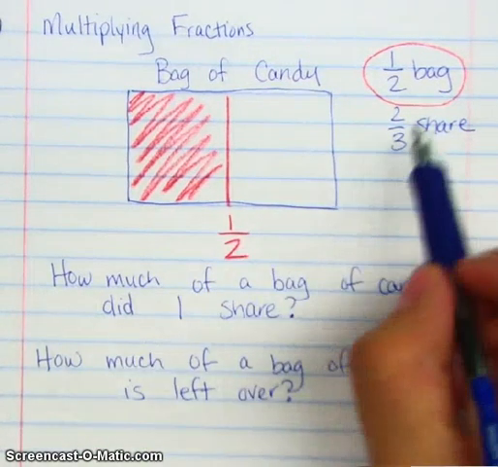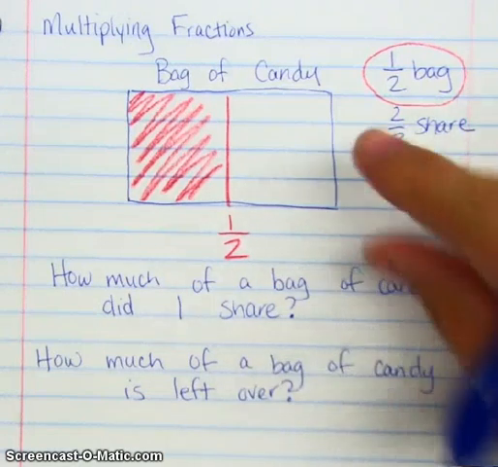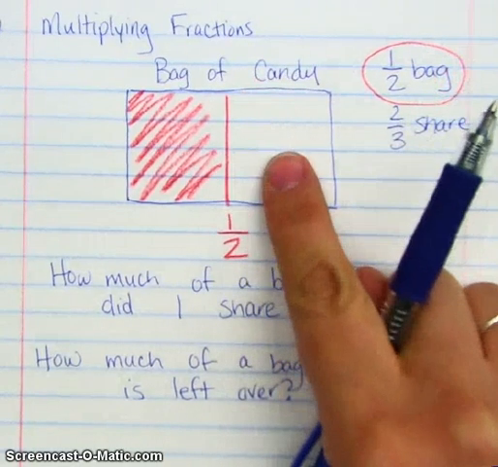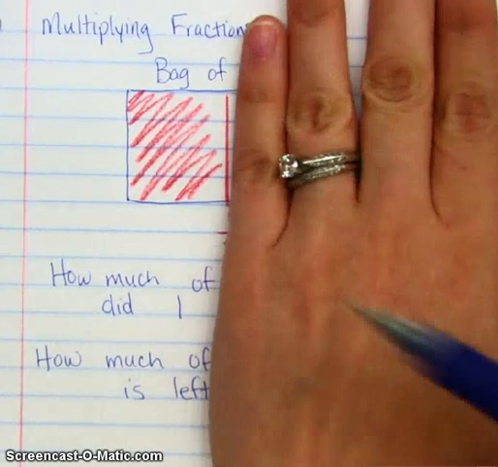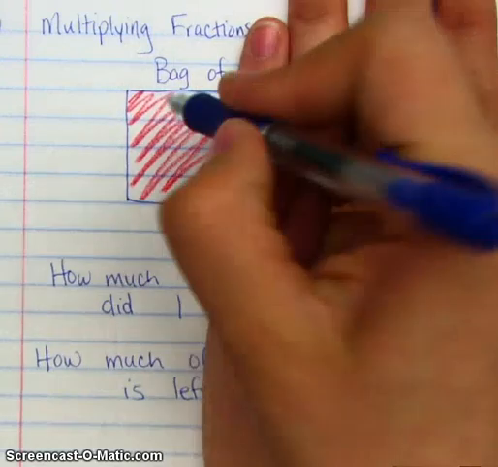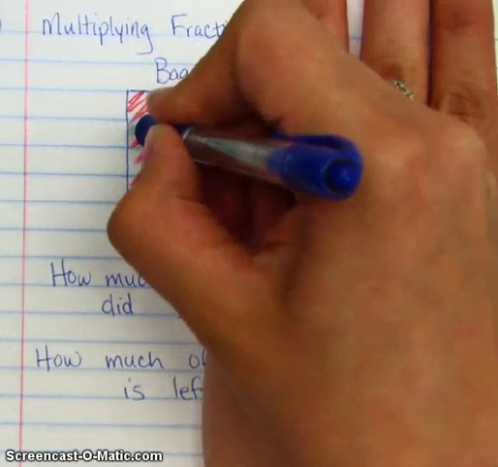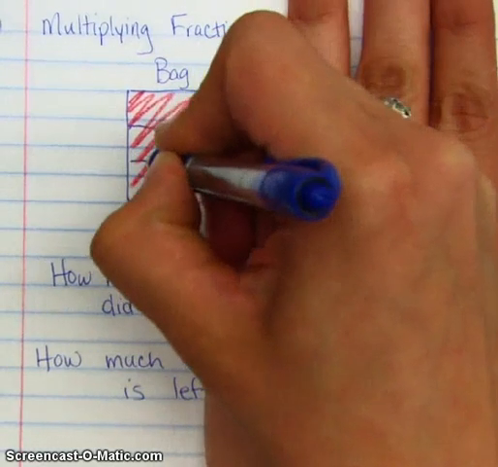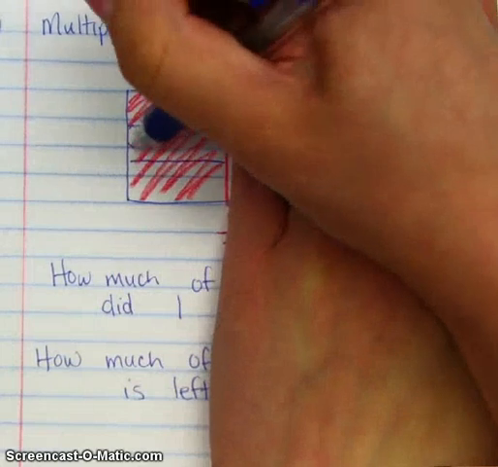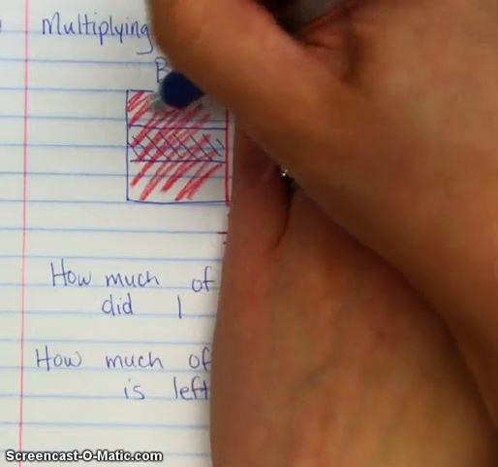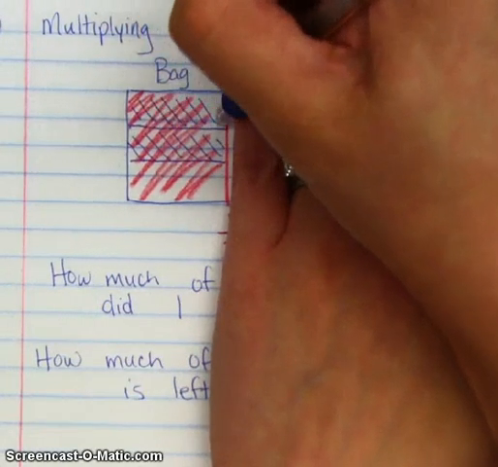Well, I've said I'm going to share 2/3 of what I have. I cannot share 2/3 of what I don't have. So I'm going to only look at what I do have. And I want to split this into 3 parts. And I am willing to share 2 of those. So I'm willing to share this part, and I'm willing to share this part.